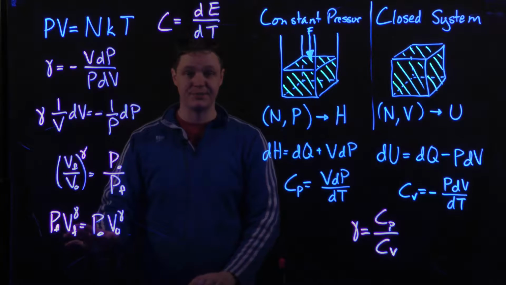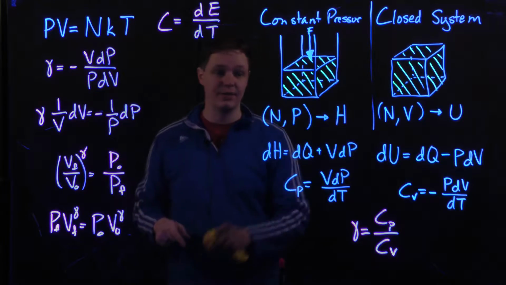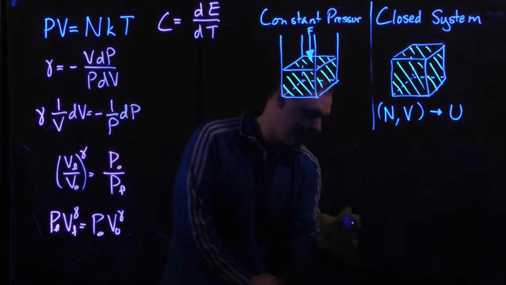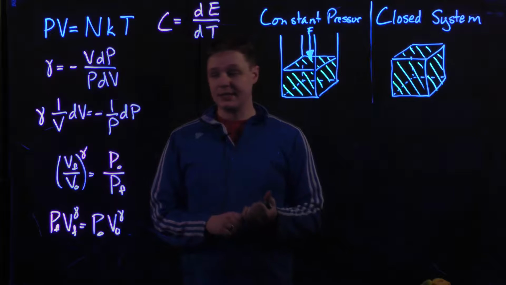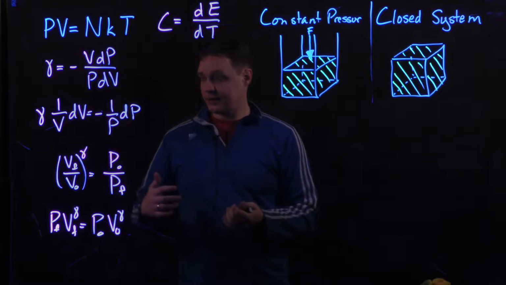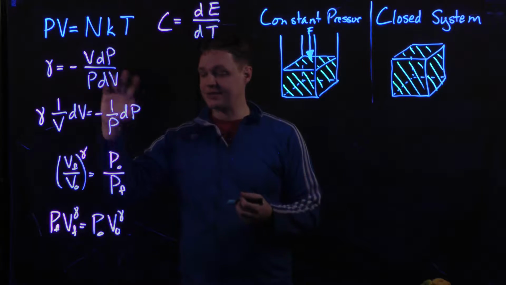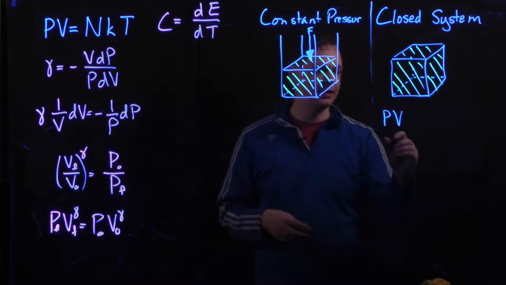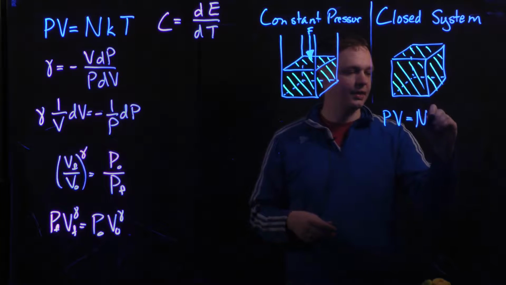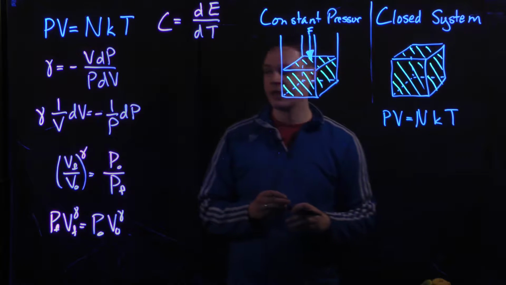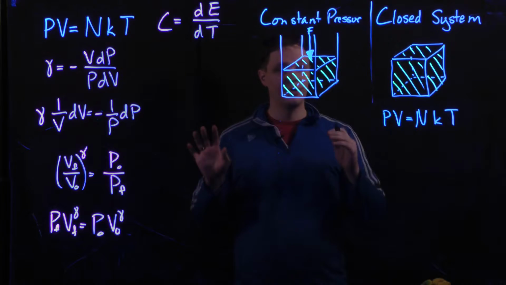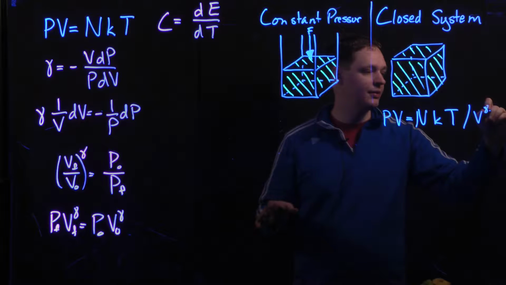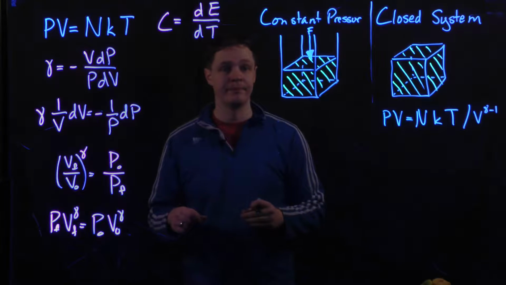Now, I can actually use that and the ideal gas law to get some more relationships for our system. So I'm going to erase some of this and do that. First, let's rewrite the ideal gas law, which is PV is equal to NKT. And now let's multiply both sides of the ideal gas law by V to the gamma minus 1 power.